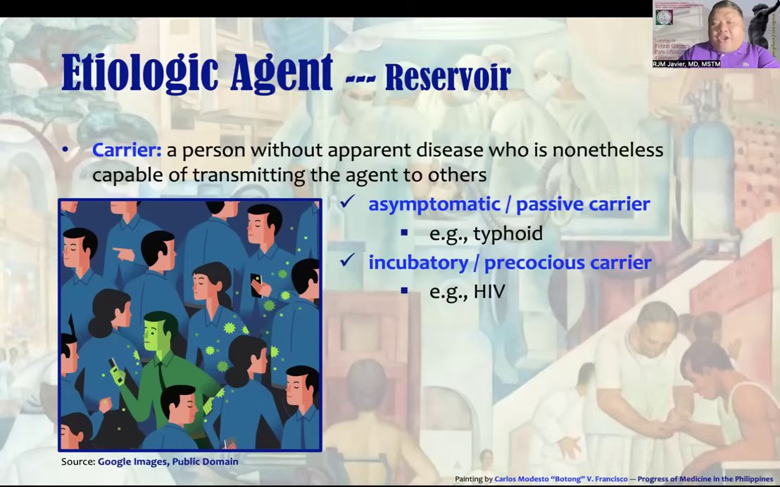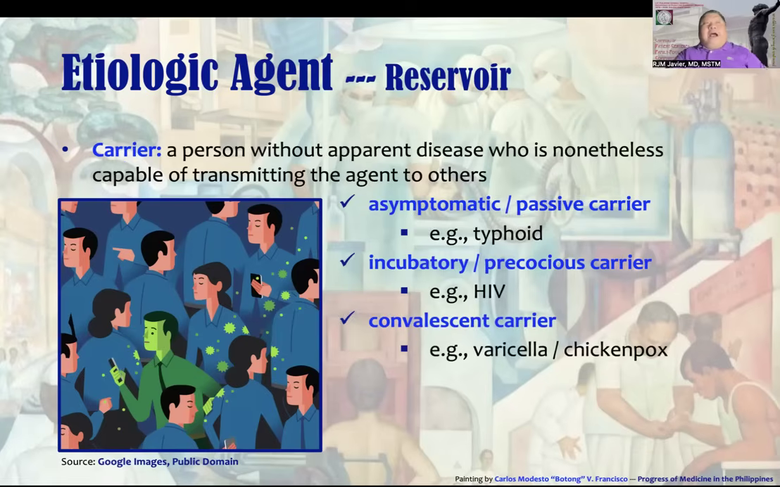That's your precocious or your incubatory carrier. Your convalescent carrier is the one wherein you become more effective during the period of recovery. So, for example, those with chickenpox or your varicella. If you are familiar with varicella, eventually your vesicles become umbilicated ulcers, or umbilicated lesions of the skin. When the vesicles rupture, you see a glistening area of the umbilicated lesion that is actually more infectious compared to having those vesicles. So that period of recovery wherein you have umbilicated lesions is more infectious compared to those where you have your scab formation or your vesicles.